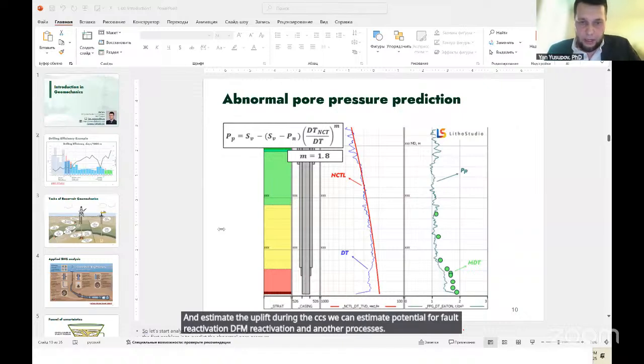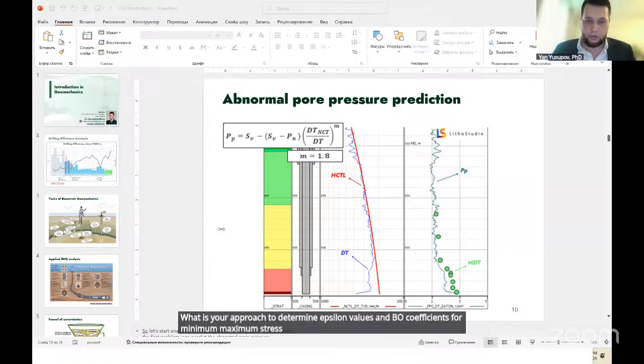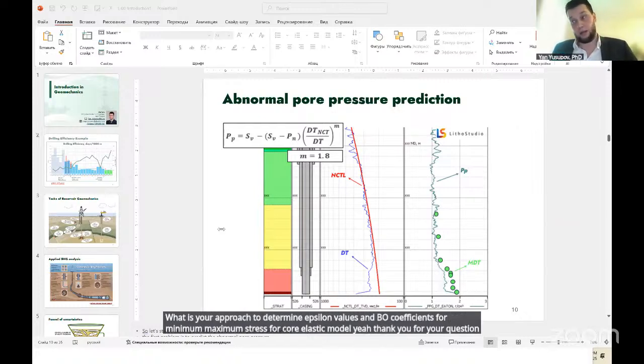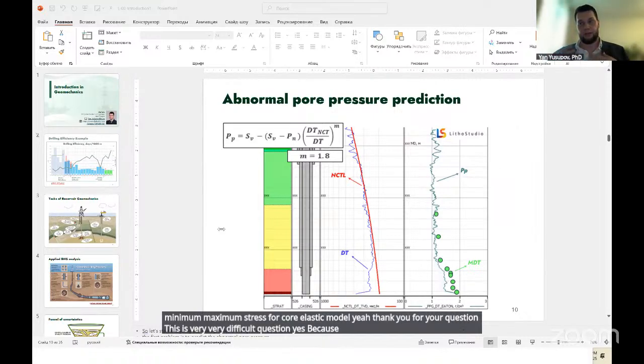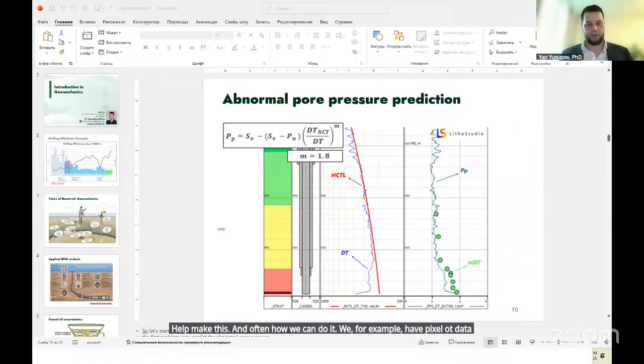What is your approach to determine epsilon values and Biot coefficients for minimum and maximum stress for the elastic model? Yeah, thank you for your question. This is a very difficult question, because very often we do not have any field parameters that can help with this. For example, we have XLOT data, fracture closure pressure.